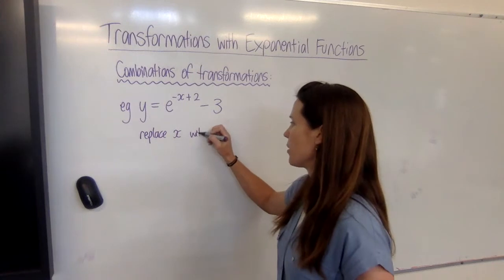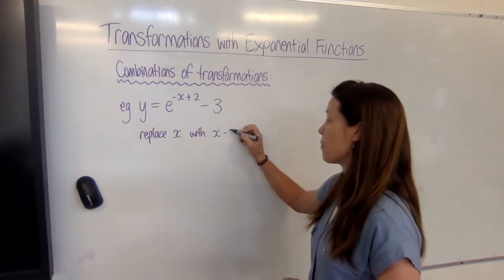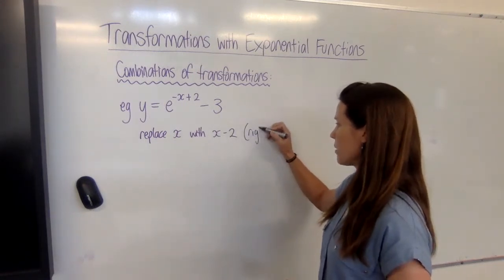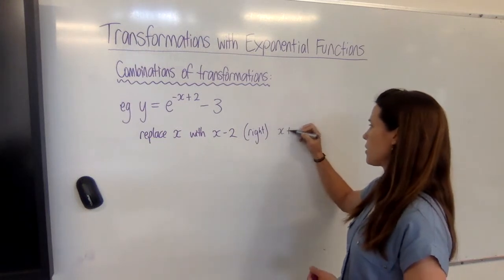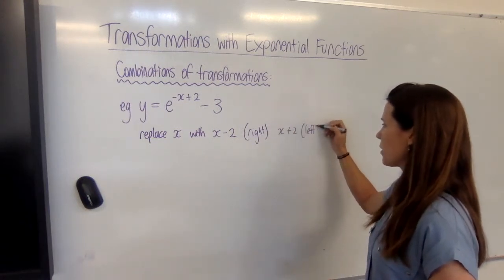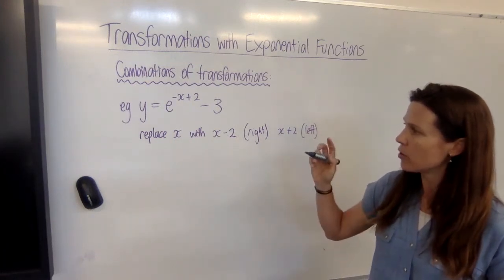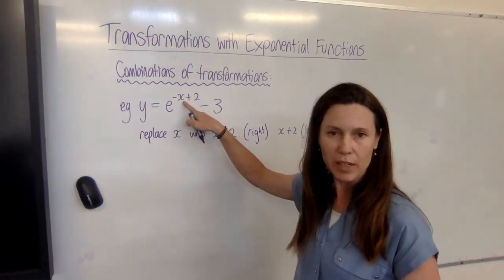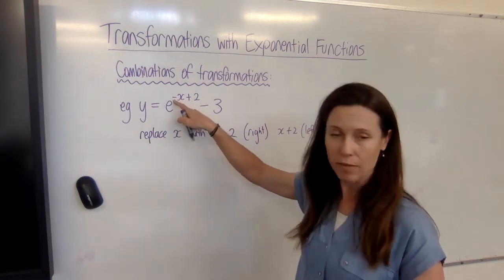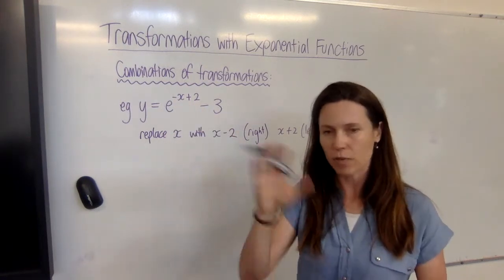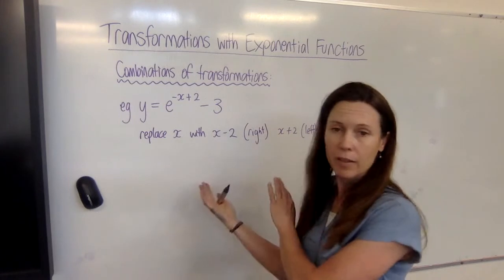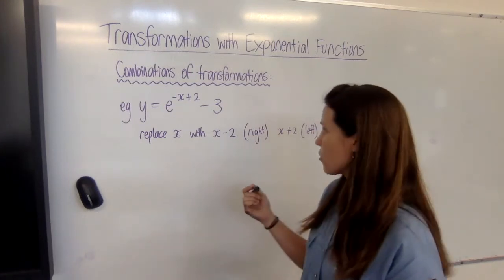x with, let's use the 2 here and say x minus 2 would move to the right and x plus 2 would move to the left. That's the formal definition of how to shift things left and right. Now, we know that having a negative index number here at all, any kind of negative, is going to make us reflect the entire graph left to right.